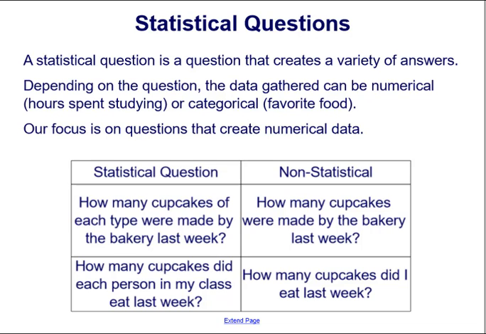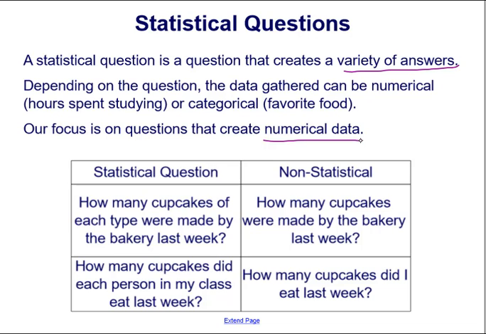Statistical questions. A statistical question is a question that creates a variety of answers. Depending on the question, the data gathered can be numerical, such as the hours spent studying, or categorical, such as someone's favorite food. But our focus is going to be on questions that create numerical data. But remember, we want the numerical data to create a variety, or more than one answer.